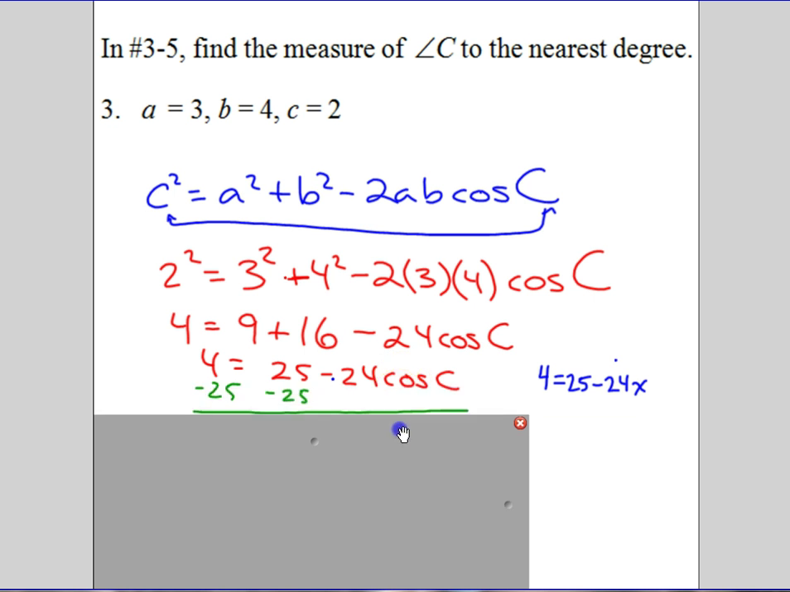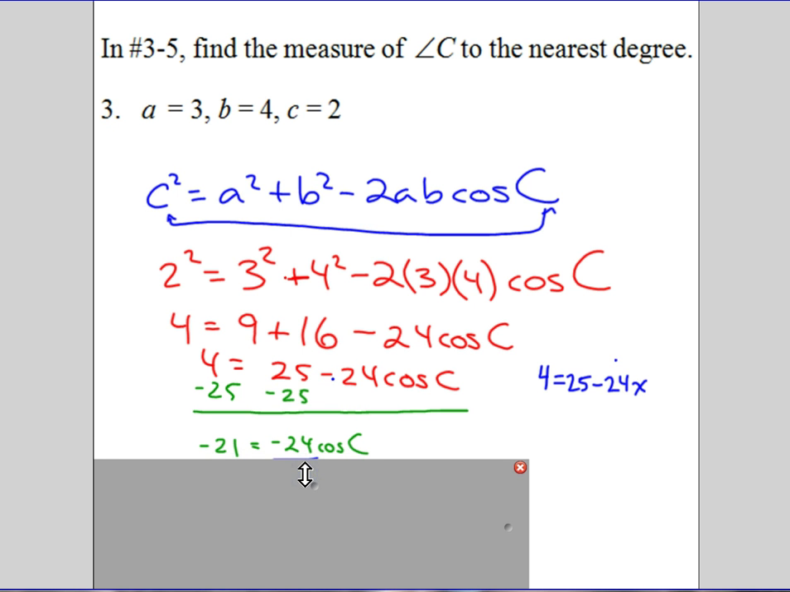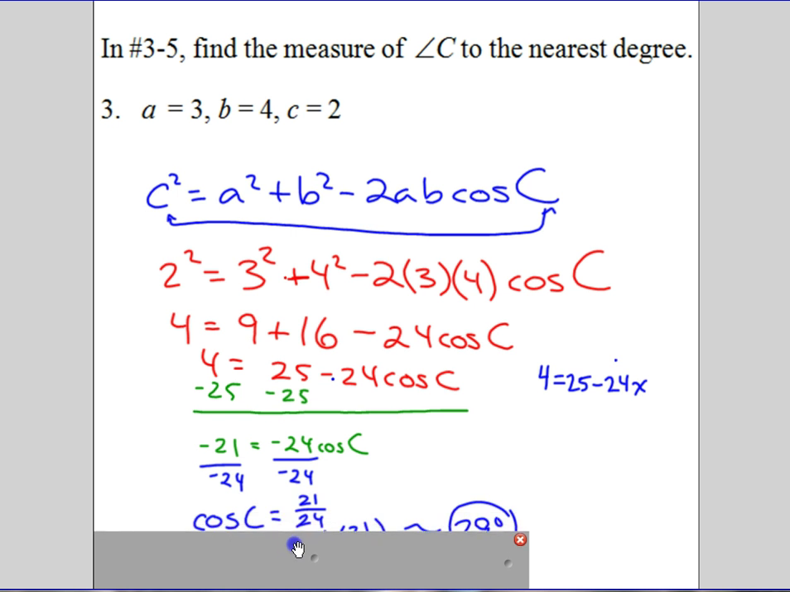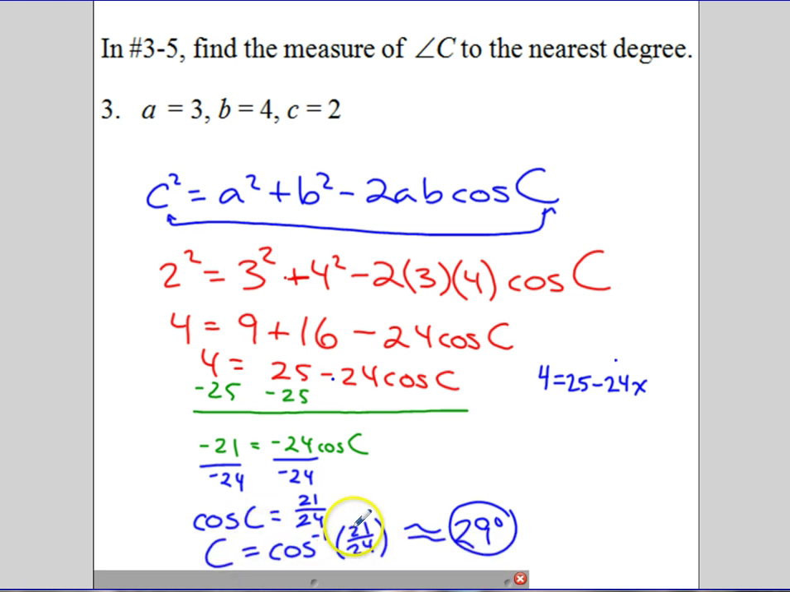Well, I can simply subtract the 25 from both sides and get a negative 21 on the left side. So negative 21 equals negative 24 cosine c. Divide by this coefficient. Divide both sides by negative 24. And then I have cosine of c is equal to 21/24. And I need to use the inverse cosine to solve for c. So I'll go to my calculator. I'll do inverse cosine of 21/24. And I'll get 29 degrees.